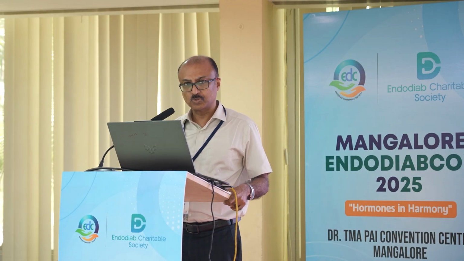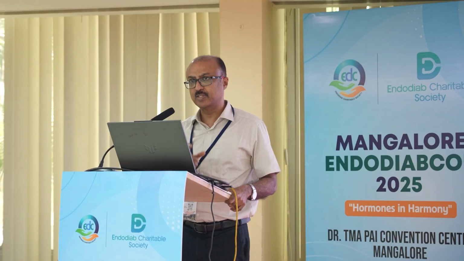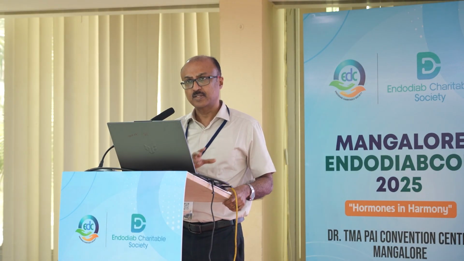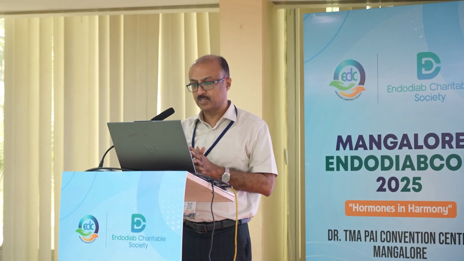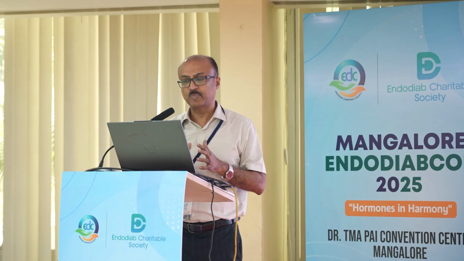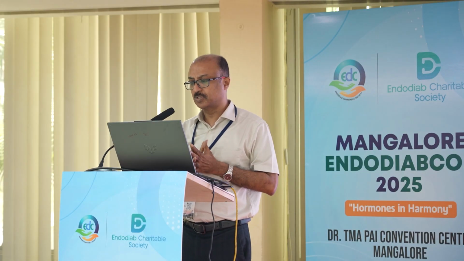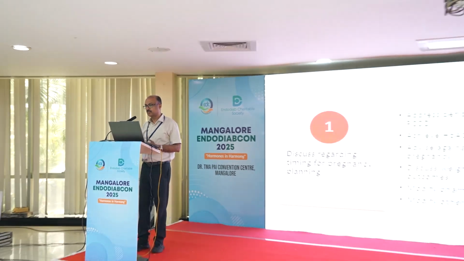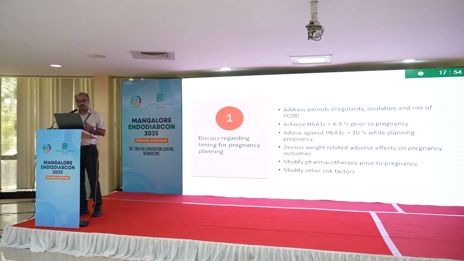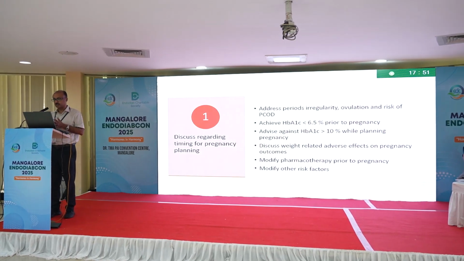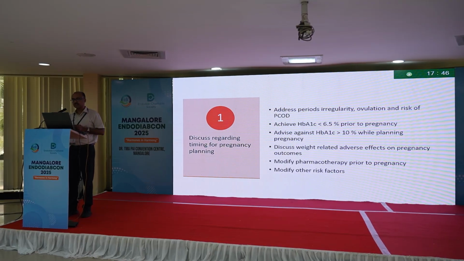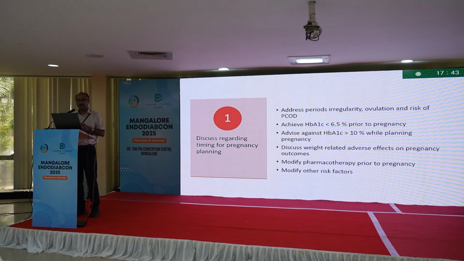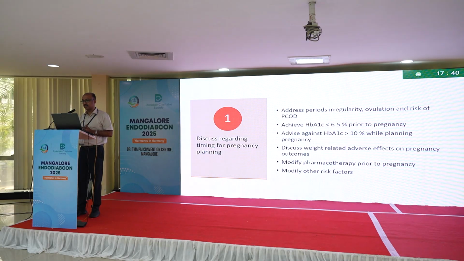Now, regarding the reproductive timelines, it is recommended that any lady of reproductive age who is not using permanent contraception should have some discussion about pregnancy if they are planning. The intervening time between your patient's visit and pregnancy should be used to optimize metabolic control, weight and management of risk factors, and to consider using contraception till a planned pregnancy. During that time you can address irregular periods, looking at ovulation and risk of PCOD. Try to achieve A1C of less than 6.5% prior to pregnancy, and if it is more than 10%, advise strongly against pregnancy till you reach the targets.